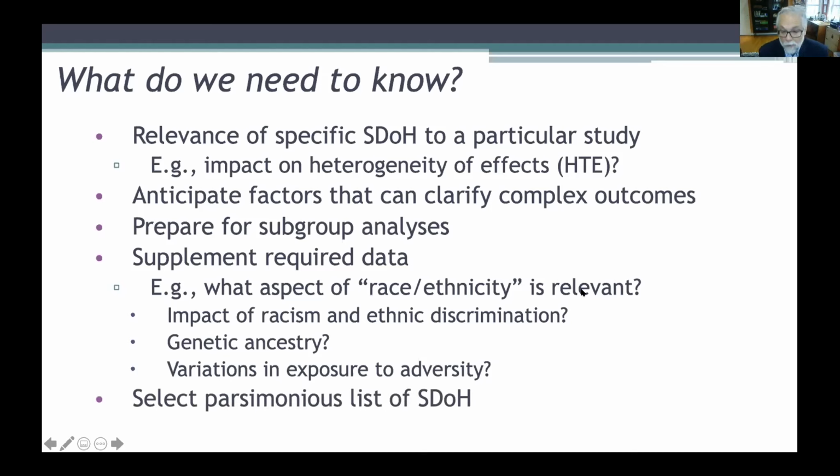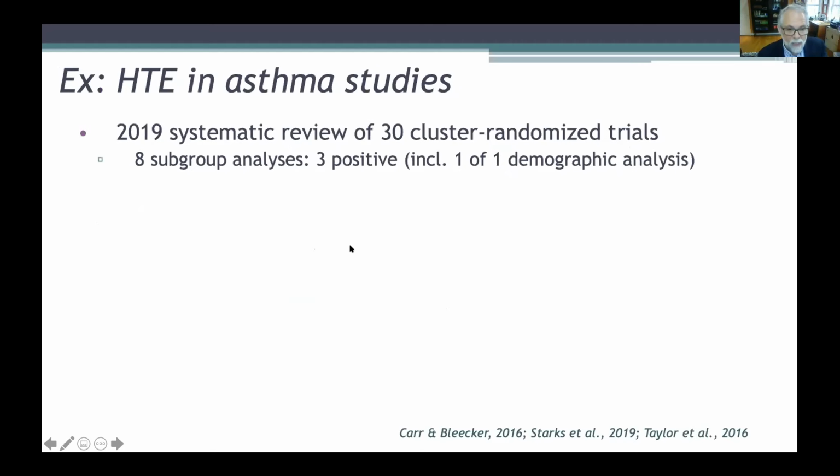So therefore, we need to select a parsimonious list of social determinants, which isn't sometimes easy without a fair amount of preliminary work. Next slide. I'll give you an example, heterogeneity of treatment effects in asthma studies and how a social determinant of health could be very useful in clarifying some of the differences found in that area.